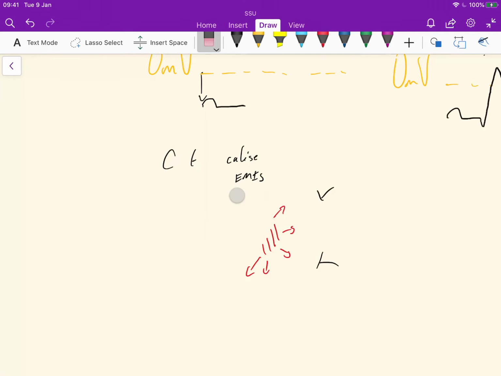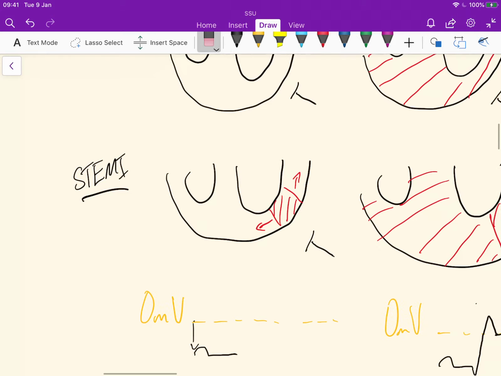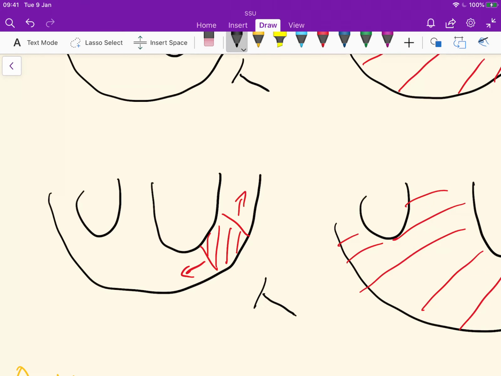However, with a STEMI, although you get the residual changes if you have a lead here or here, although you get those NSTEMIs there, you only will see ST elevation in a lead overlying the ischemic area. So you can work out which artery is affected by looking at where the STEMI actually is in terms of lead placement.